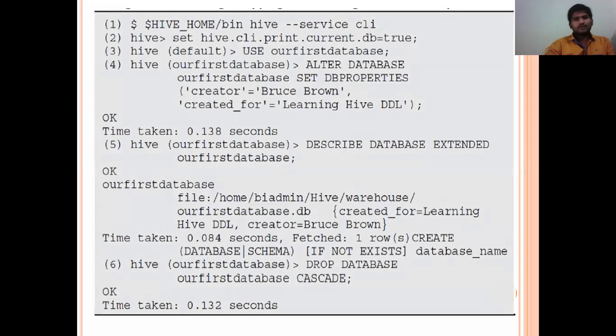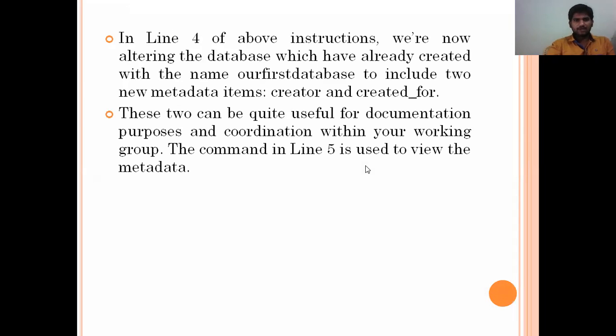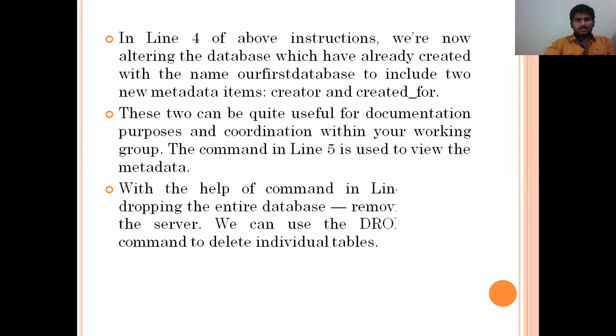Line 5. What is line 5? Let's see. Line 5 is Hive, our first database, greater than symbol. Up to this is the default prompt. Whenever we enter describe, we can use that first database inside the Hive prompt. Then we describe it, and this describe output is going to be shown. So that is line 5: view the metadata table, how the metadata is.